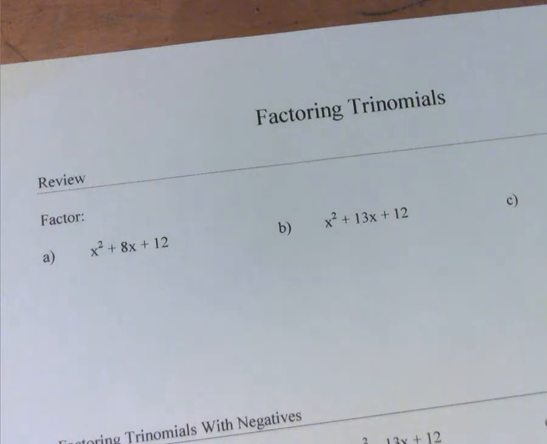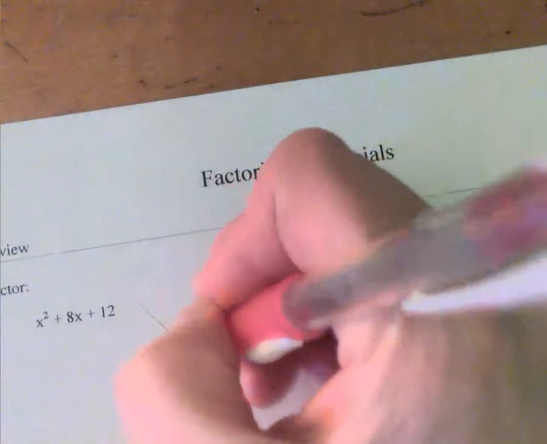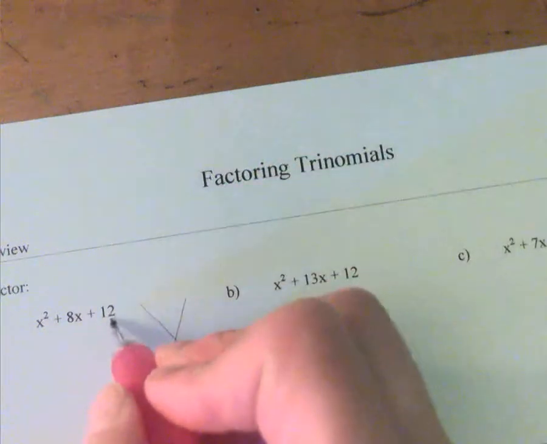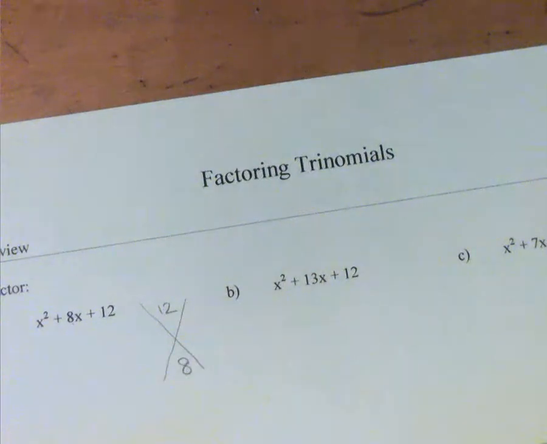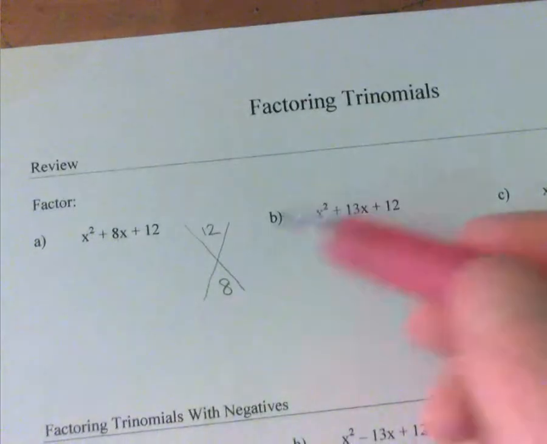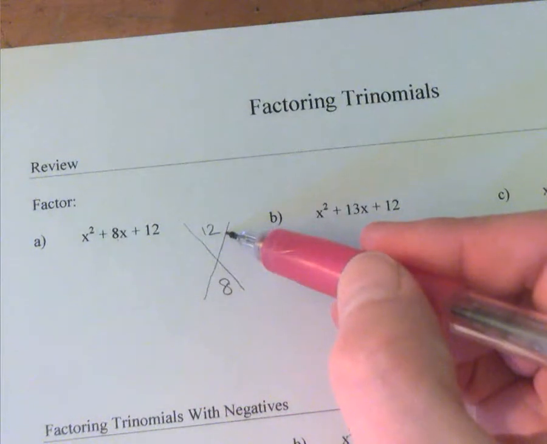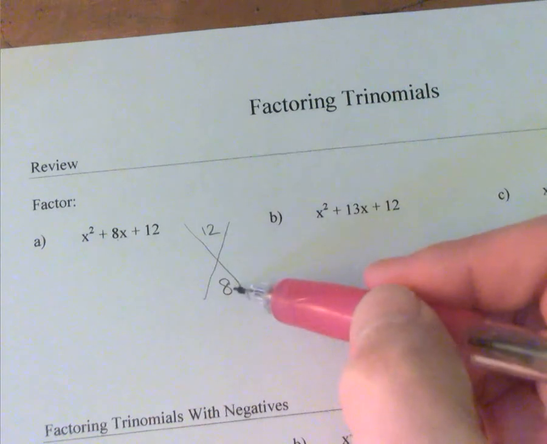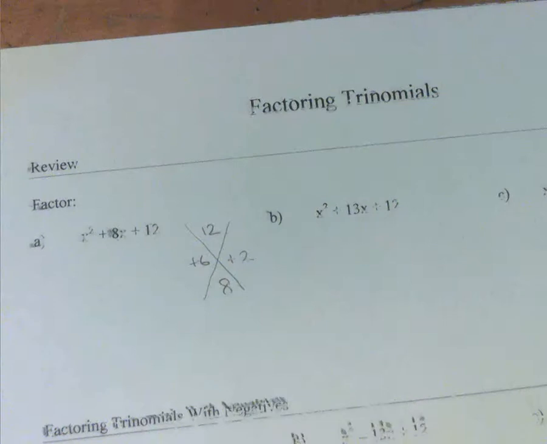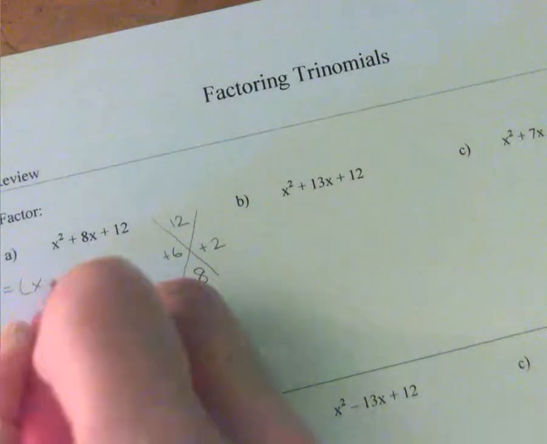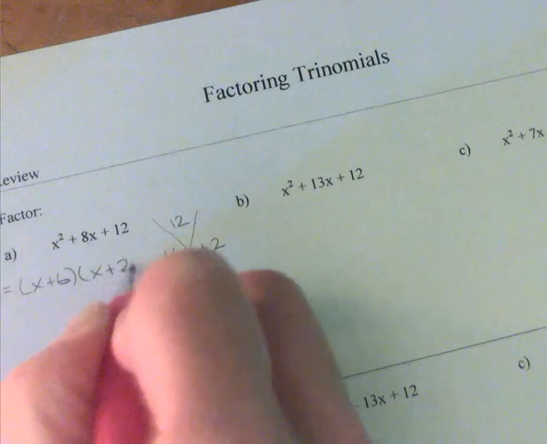Okay, let's review factoring simple trinomials. So I want to make my x. I'm looking for two numbers that multiply to 12 and add to 8. So I look at what multiplies to 12. So I have 1 and 12, 2 and 6, and 3 and 4. Then I look at which combination would add to 8. So now I have plus 6 and plus 2. So this is equal to x plus 6 and x plus 2.